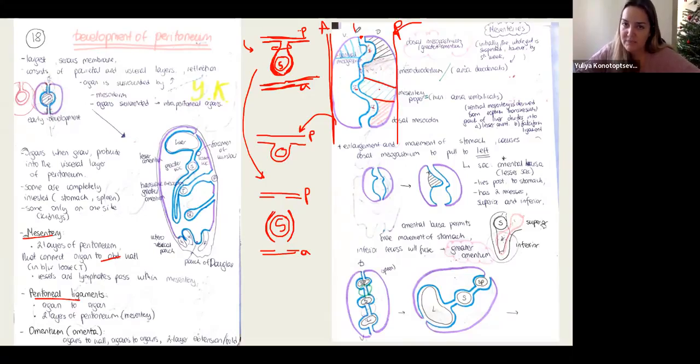But stomach is the exception, do you see? It doesn't only have connection to the posterior body wall, so it doesn't only have the dorsal mesentery, it also has the ventral mesentery that connects your stomach to the anterior body wall. These mesenteries have names, of course. The anterior one is known as the ventral mesogastrium. Okay, so it connects stomach to the anterior body wall. And there is a dorsal mesogastrium that connects stomach to the posterior body wall.